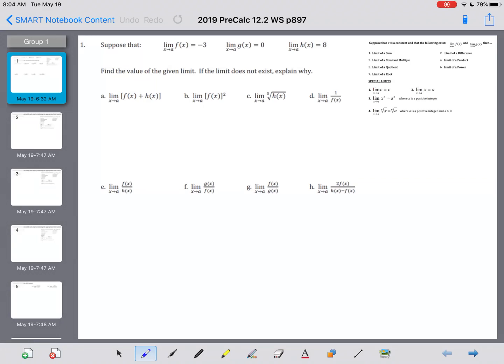Hello, going through PreCalc 12.2 worksheet using the limit laws and the special limits, dealing with sums, differences, products, quotients, powers, roots, and then of course some of the special limits here. So number one here, we have some information here. We have three limits defined, and they have the same approach value. And then over here we've got the laws that we'll use here.